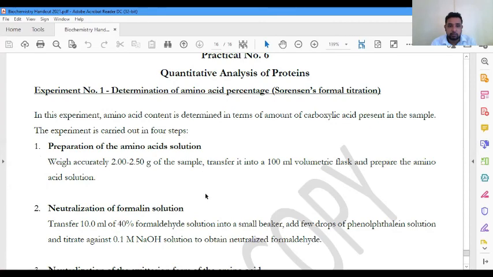According to the procedure given here, you have to weigh about 2 to 2.5 grams of the sample, and you have to accurately record the weight, because when you calculate the percentage, you will need that weight. Then you transfer it to a 100 milliliter volumetric flask and volume up to the mark with distilled water.